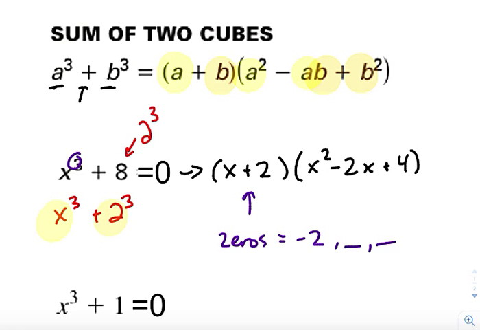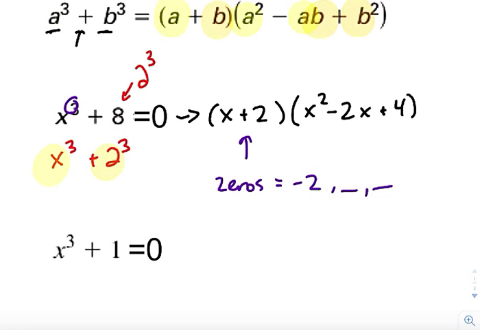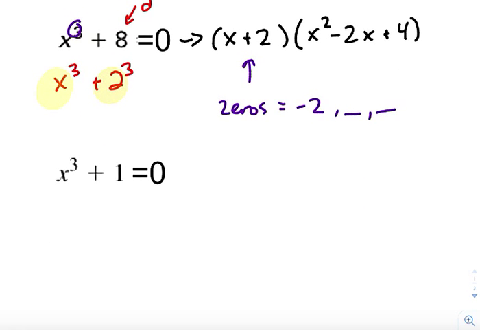But I'm not going to take the time to figure out the quadratic part. That's for another station. And so here we have x cubed plus 1. So again, this does take the form a cubed plus b cubed, where a in this case is going to be our x, and b in this case is going to be our 1.